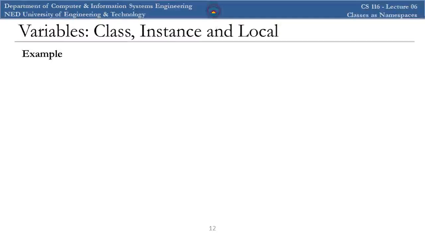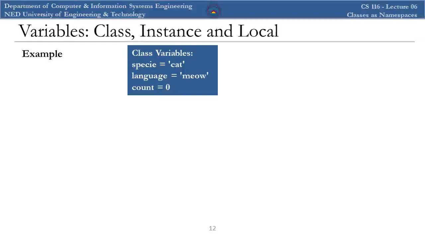Now at the start, one namespace exists. This is the namespace of class blueprint, and it contains these three attributes, and we initialize them to cat, mu, and 0 respectively, right? Now let's run this statement.